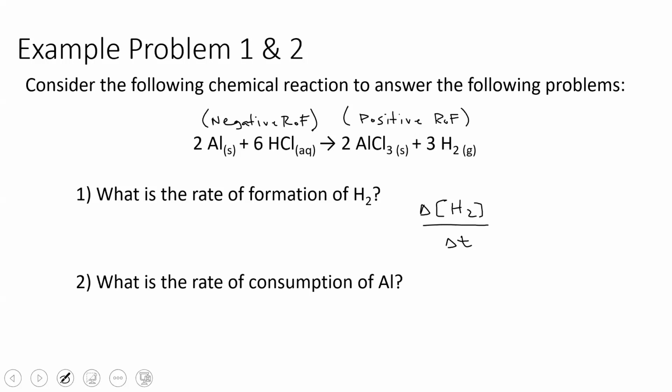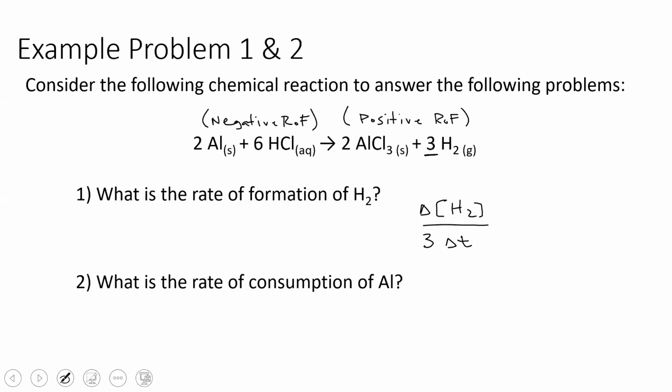And what we're going to do is we're going to take the coefficient that is attached to that compound. So in this case, H2 has a 3 next to it, and we're going to put the 3 on the bottom. So in this case, our rate of formation is 1/3 change in concentration of H2 over change in time, sorry.